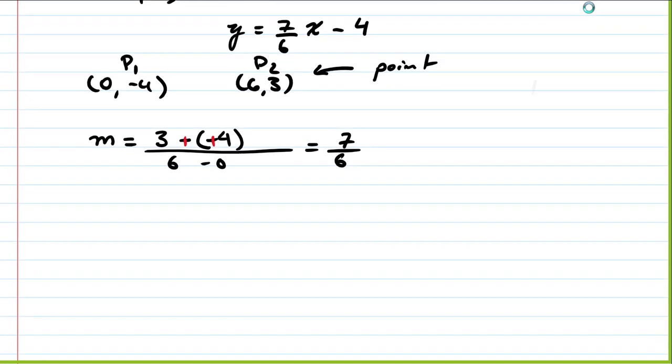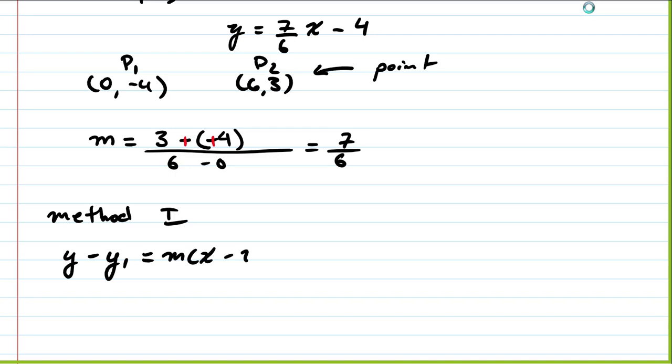We have two possibilities that we can use. So method one is we have the formula y minus y1 is equal to m times x minus x1. And method two is we stick with the formula that we've been using, which is y equals mx plus b. Once again, it's dealer's choice. Either formula that I use is going to yield the same correct solution at the end. We have lots of choices.